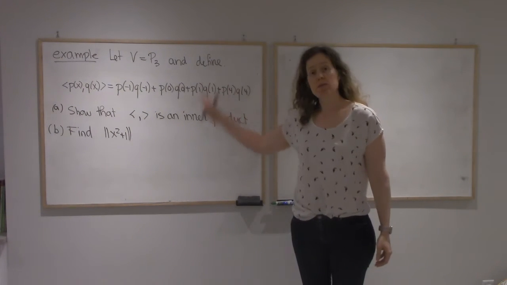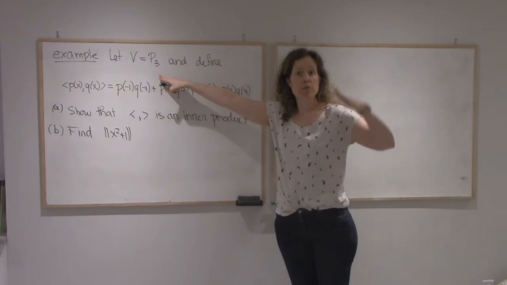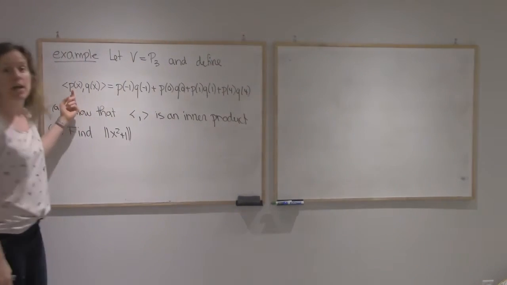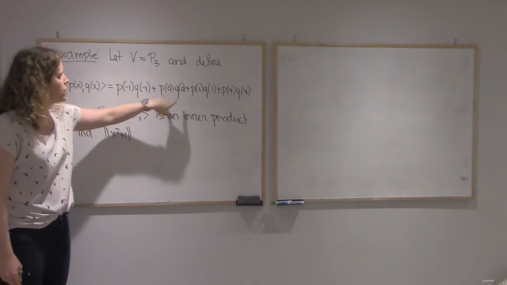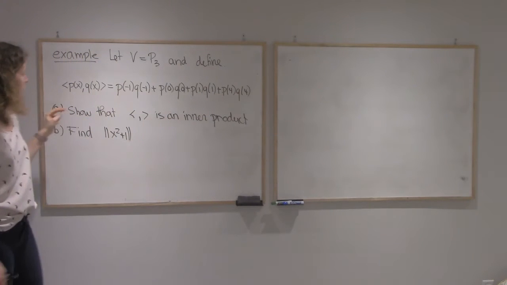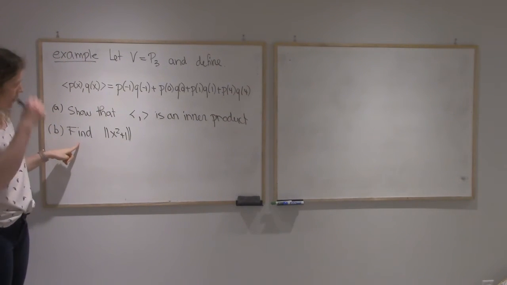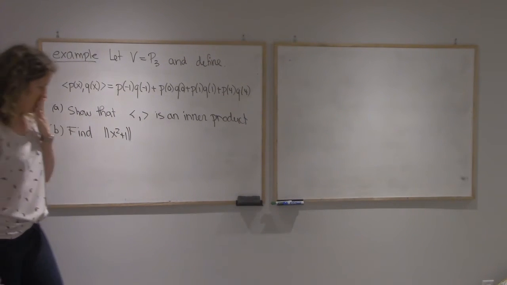In this video, we'll be solving this problem. I'm looking at the space of polynomials of degree 3 or less, and I'm going to define an inner product on it by multiplying the values of the functions at -1, 0, 1, and 4. I'm going to prove it's an inner product, so I'm going to prove all four properties, and then I'm going to use it to find the length of x squared plus 1 in this inner product space.